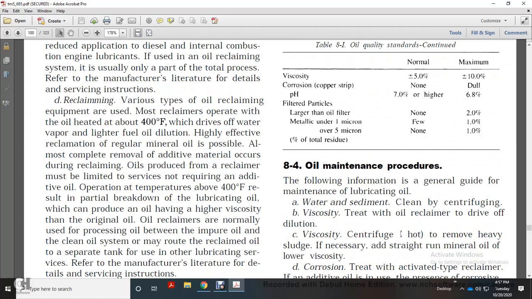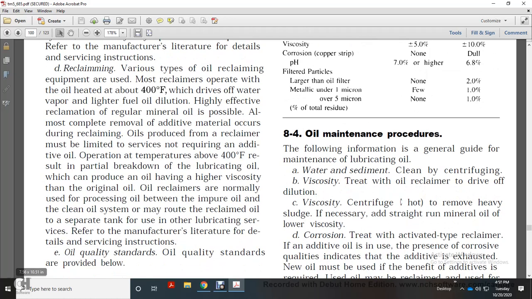Most reclaimers operate with the oil heated above 100 degrees Fahrenheit. This drives off the water vapor and the lighter fuel and oil dilution. Highly effective reclamation of regular mineral oil is possible, but it is always complete with the removal of the additive material that occurs during reclaiming. Oils produced with a reclaimer must be limited, and service that does not require additive oil is needed, as operation temperature above 400 degrees results in partial breakdown of lubricating oil, which produces an oil of higher viscosity than the original oil. Reclaimers normally process the oil between impure oil and cleaning oil systems and may route it to a separate tank for other lubricating services. Refer to the manufacturer literature for detailed servicing instruction.